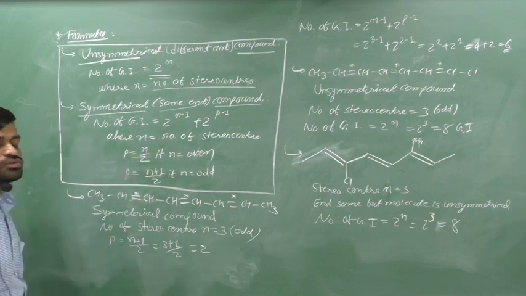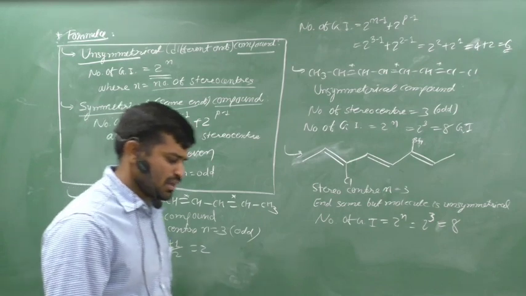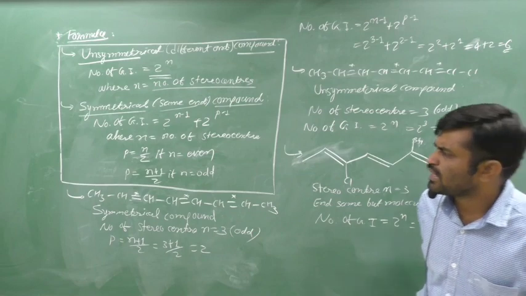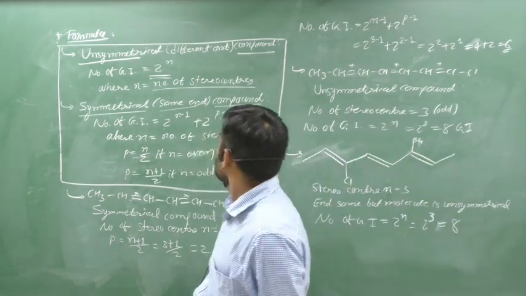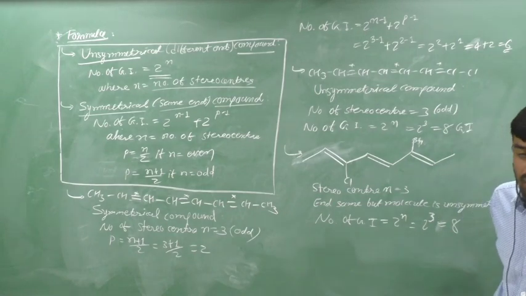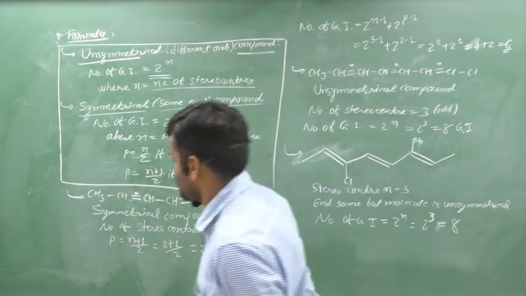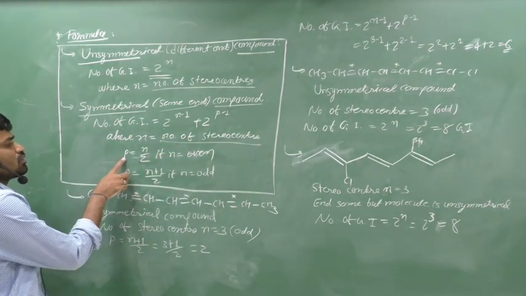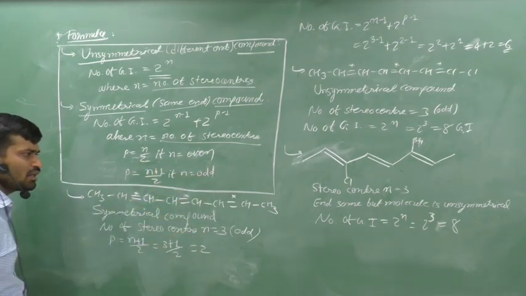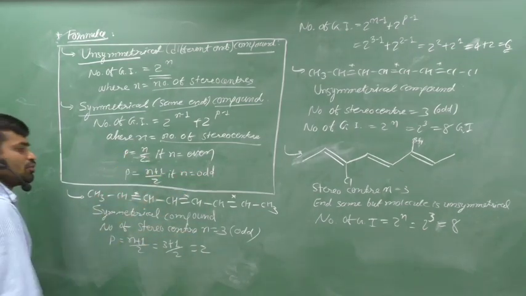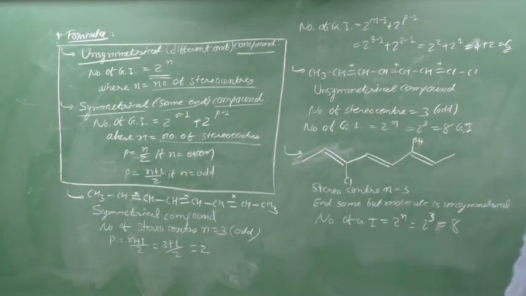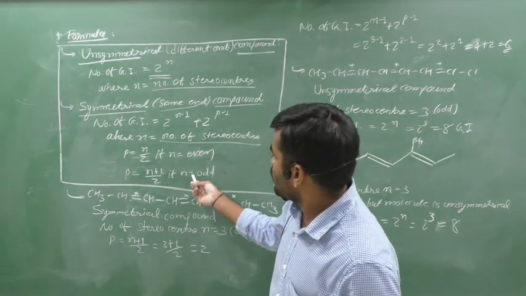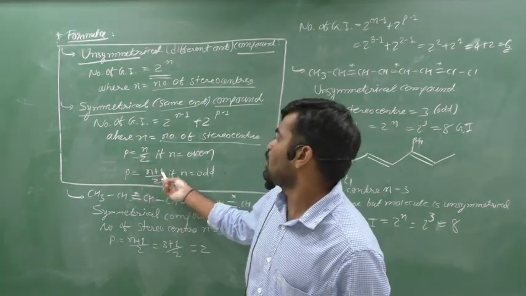The number of GI is equal to 2 raised to n minus 1 plus 2 raised to p minus 1. If the compound is symmetrical, the number of GI is equal to 2 raised to n minus 1 plus 2 raised to p minus 1. Where n is the same number of stereocenters, but p is equal to n by 2 if n is an even number, and p is equal to n plus 1 by 2 if n is an odd number. Remember always, if n is even, then p is equal to n by 2. If n is odd, then p is equal to n plus 1 by 2.